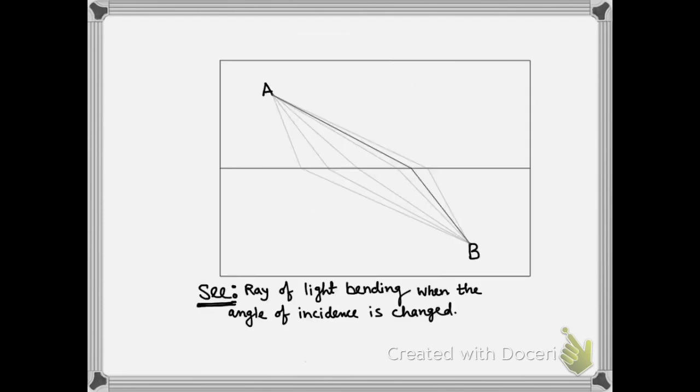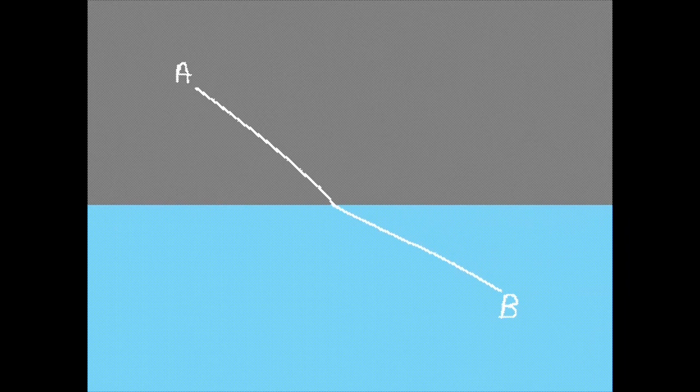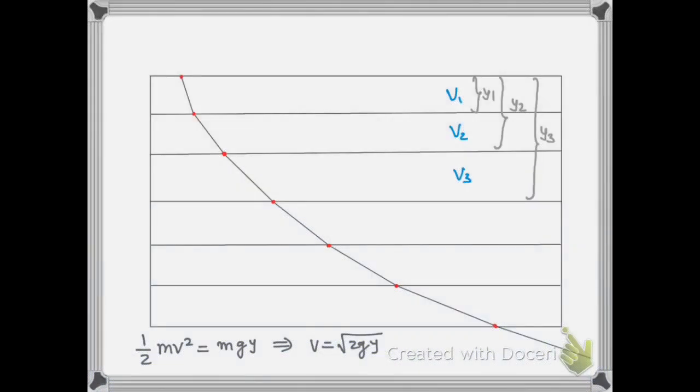This picture you might have already seen: a ray of light bending when the angle of incidence is changed. This is the principle of refraction of light. You can see this via an animation, how the path changes when I change the angle of incidence. We can picture the light taking the shape of this path. So this curvature is what light creates when we have multiple layers.